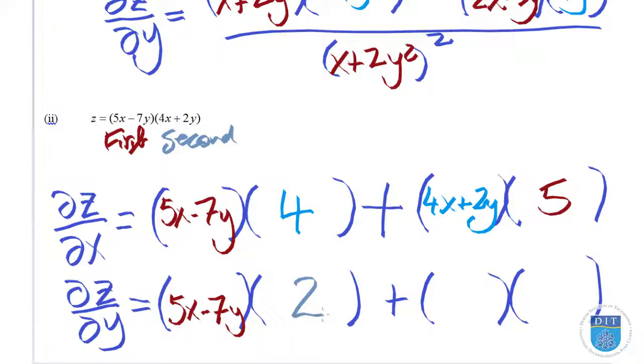Okay, plus the second, 4x plus 2y, by the derivative of the first. So again, there's my first, no y there, there is a y over here, minus 7y, the derivative of that, I'm left with a minus 7. So I pop him in there. Minus 7. Got the colours wrong there, but anyway, it doesn't matter. Right, leave it at that, it's fine.